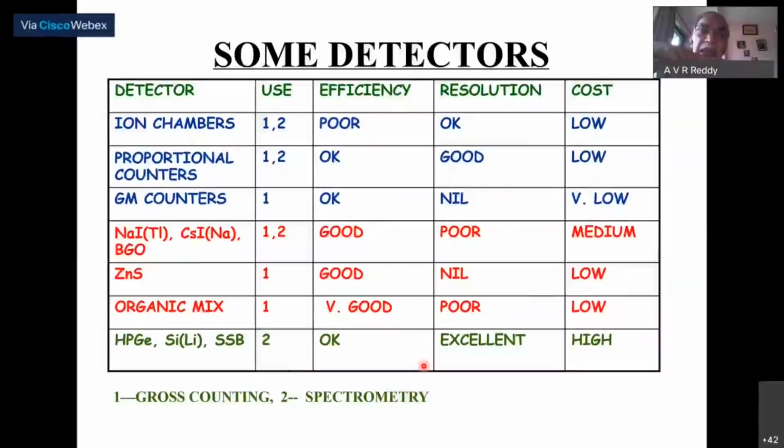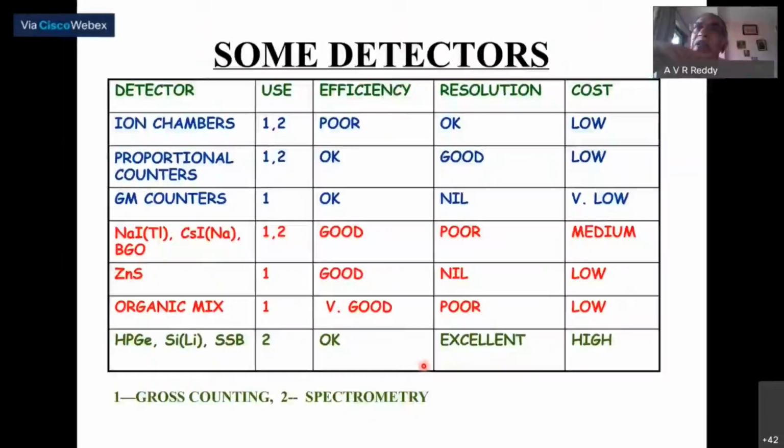And another type, the most important and extensively used detectors in many laboratories, are semiconductor-based detectors: high-purity germanium detectors, silicon doped with lithium, and silicon surface barrier detectors.